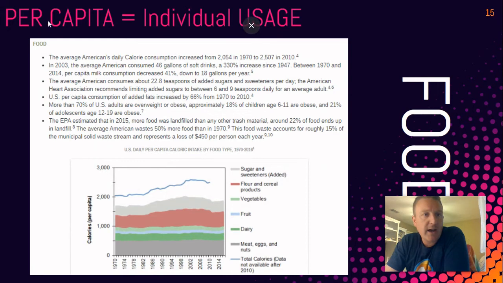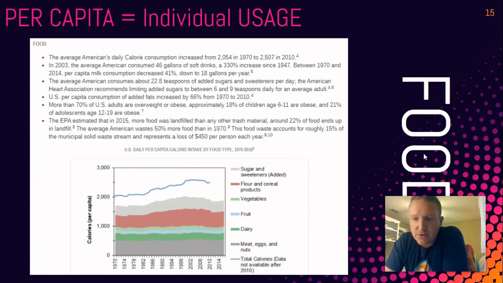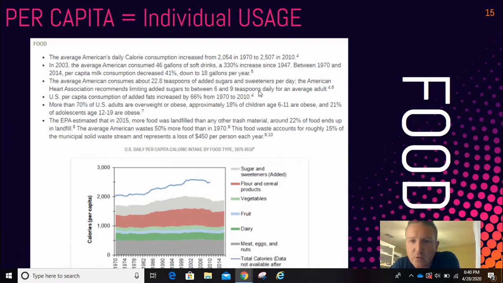Two last things. Per capita. What does per capita mean? That means individual usage. So if you look here, this is like individual use. So this is food, per calorie. And what's crazy is I just want to say this one thing. The average American's daily calorie consumption increased from 2,054 calories in 1970 to over 2,500 in 2010. I mean, you're talking about a 40-year period, it went up almost 500 calories a day. That's a lot. Daily calorie consumption.